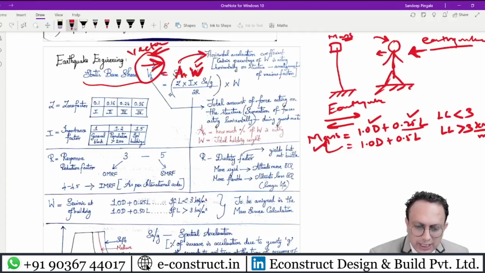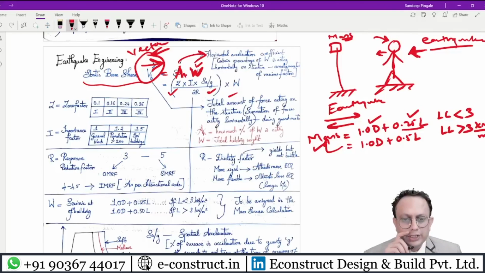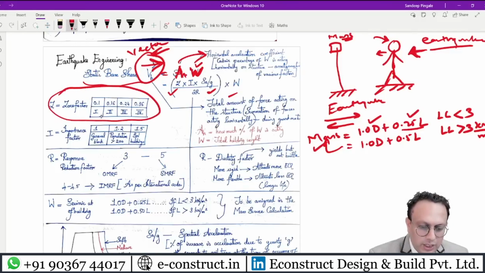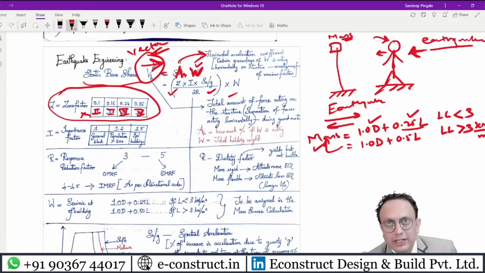What is AH? AH is a little complex formula: Z by 2 into I by R into SA by g. What is Z? Z is basically the zone factor. Here you will see zone 2, zone 3, zone 4 and zone 5. There is no zone 1 here. After the Killari earthquake, the first zone has been completely abolished. These are the zone factors.